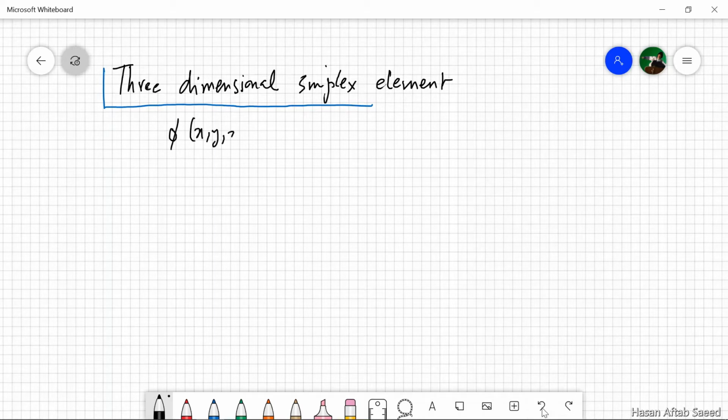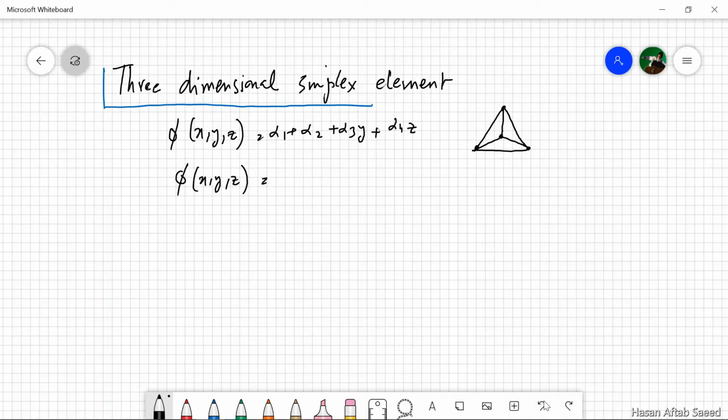Now, the interpolation function in this case, because it's a 3D simplex element, is this. The shape of the element is this, the tetrahedron with four nodes, and we need each one of them for the calculation of the alphas. Now, if we do that, we get this expression.